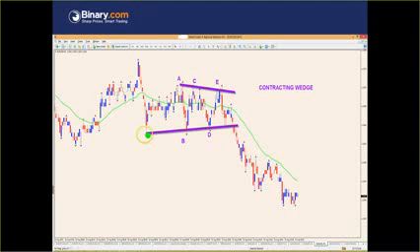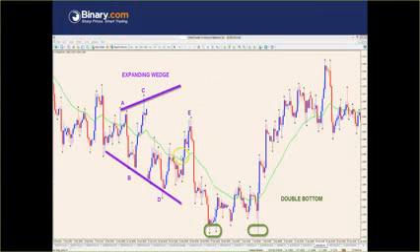Why? We have an extreme here, and we have an extreme here, don't we? A top and a bottom. A didn't break the top, B didn't break the bottom, C didn't break A, D didn't break B, and E didn't break C. Right? We consistently have lower highs and higher lows. So that's a contracting wedge.